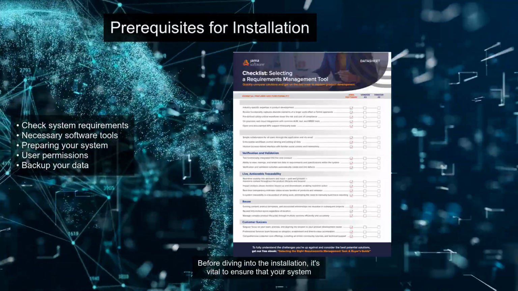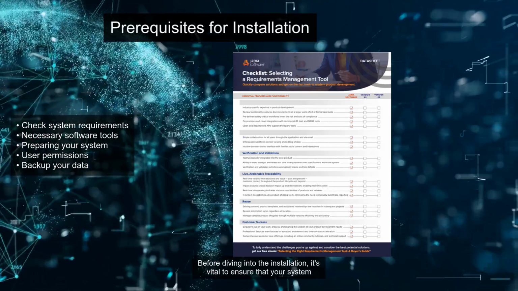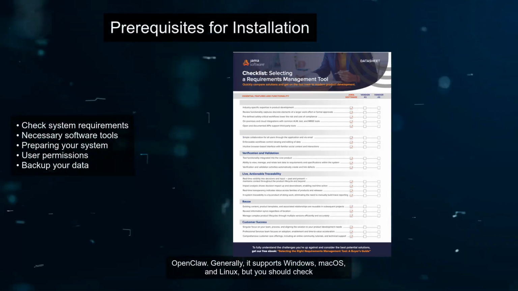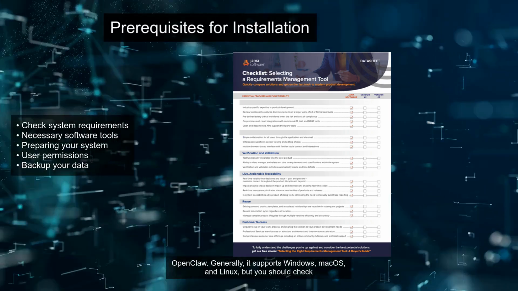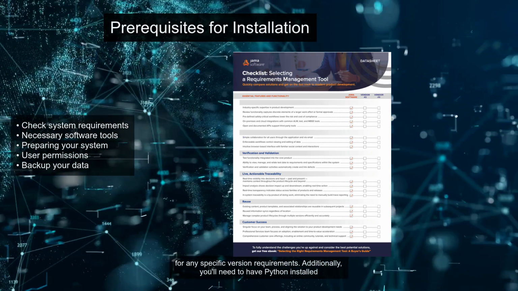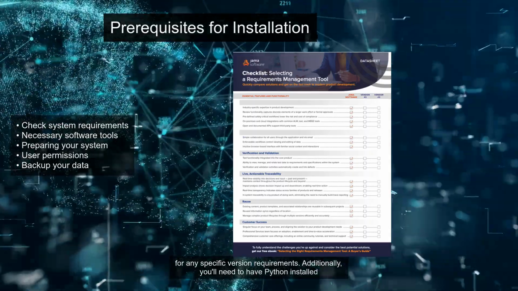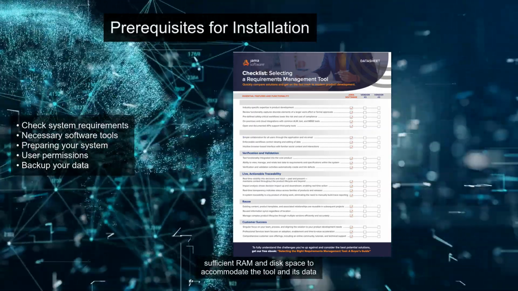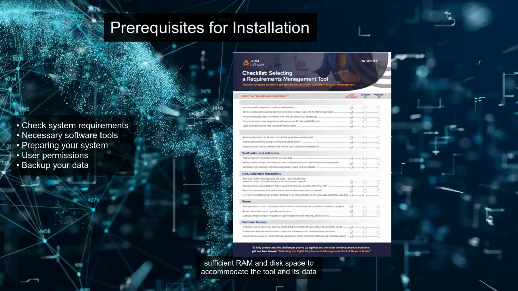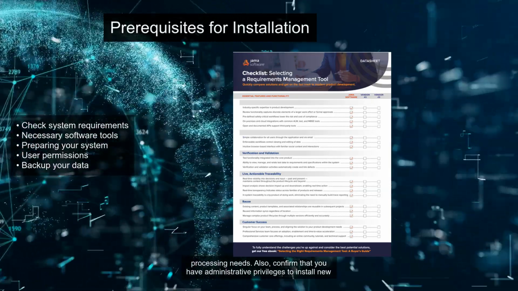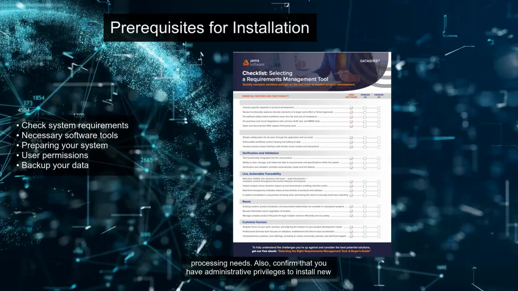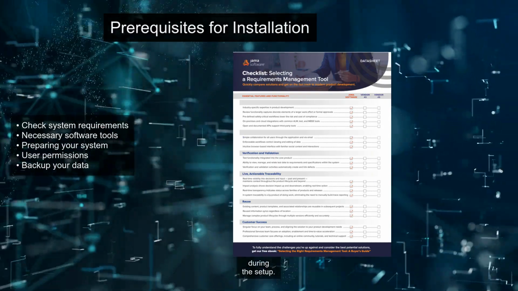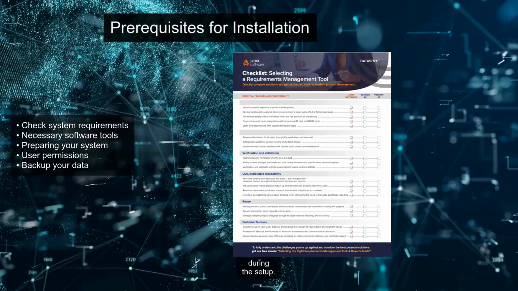Before diving into the installation, it's vital to ensure that your system meets all prerequisites. First, verify that your operating system is compatible with OpenClaw. Generally, it supports Windows, Mac OS, and Linux, but you should check for any specific version requirements. Additionally, you'll need to have Python installed since OpenClaw relies heavily on Python scripts. Make sure your system has sufficient RAM and disk space to accommodate the tool and its data processing needs. Also, confirm that you have administrative privileges to install new software, and consider backing up important data to avoid any potential loss during the setup.